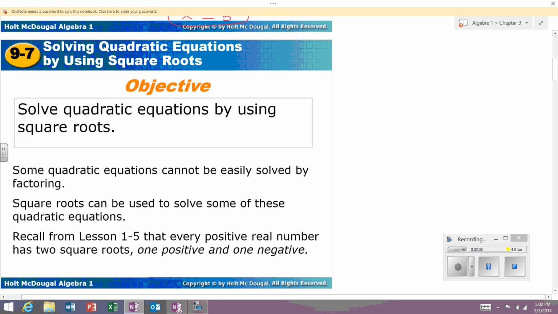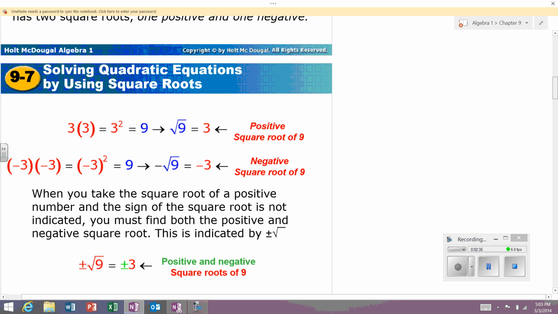So moving on. We're going to look at solving quadratic equations by using square roots. Some quadratic equations cannot be easily solved by factoring. So in the last lesson, we looked at factoring and then setting those equal to 0 to get the x values. With square roots, we can use them to solve some of these quadratic equations. And just recall from lesson 1.5 that every positive number has 2 square roots, one that's positive and one that's negative. So let me show you.